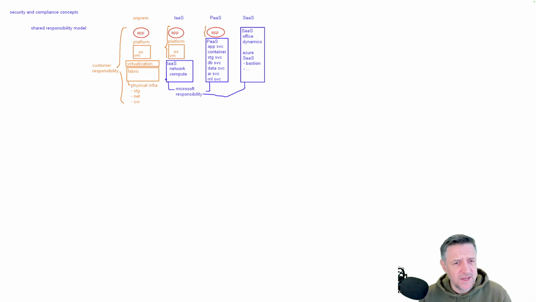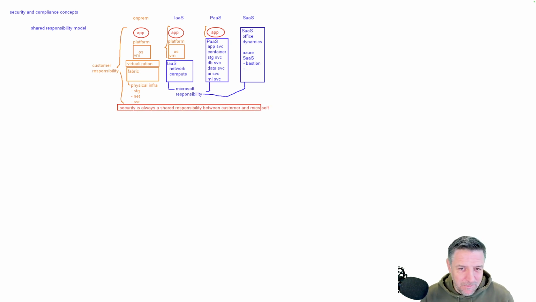And here we also say these are completely Microsoft's responsibility. That is true when it comes to scalability, availability, speed and response time. However, Microsoft always says security is what we call a shared responsibility between customer and Microsoft. And this is pretty much the important message here.